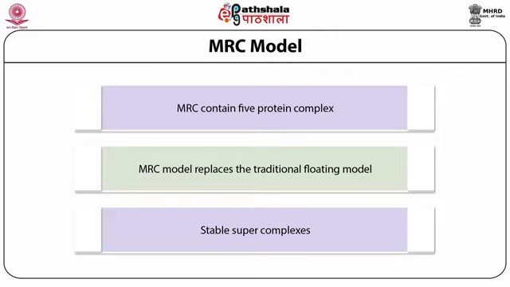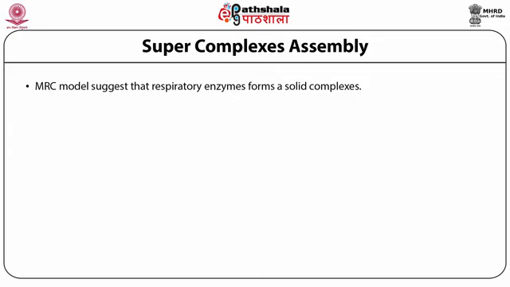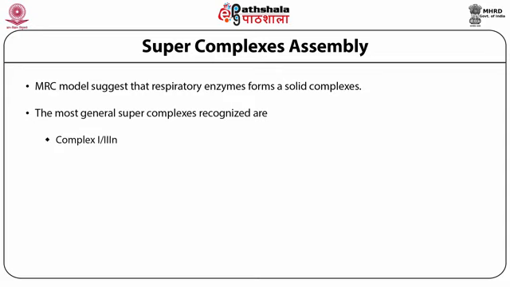The MRC model suggests that respiratory enzymes form a solid complex. This solid complex consists of different complexes which are connected with each other to form a supercomplex. Supercomplex assembly: the most general supercomplexes recognized are complex 1, 3; complex 1, 3, 4; and complex 3, 4. Complex 2 is observed to be free, though a small portion of complex 2 is observed to be associated with the supercomplex 1, 3 and 4.